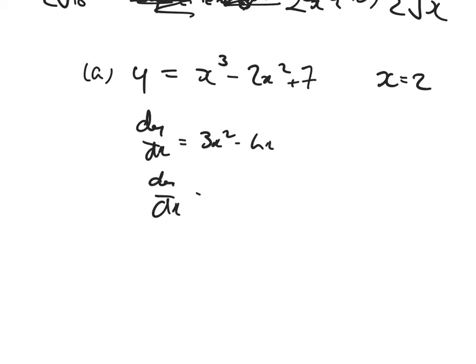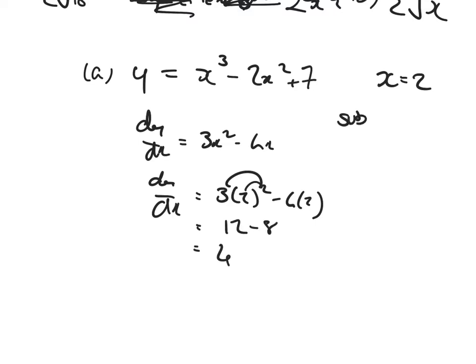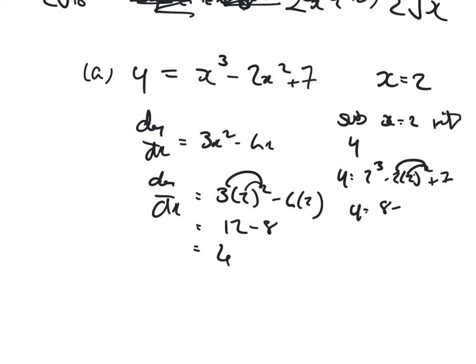We're looking at the gradient when x equals 2, so that's 3 lots of 2 squared minus 4 lots of 2. 2 squared is 4 times 3 is 12, minus 8 is equal to 4. Let's sub x equals 2 into y to get the y coordinate. So it'll be y equals 2 cubed minus 2 lots of 2 squared plus 7. 2 cubed is 8, minus 2 squared is 4 times 2 is 8, plus 7. And that will give me a y coordinate of 7. I've now got a point which is 2, 7, and the gradient is equal to 4.